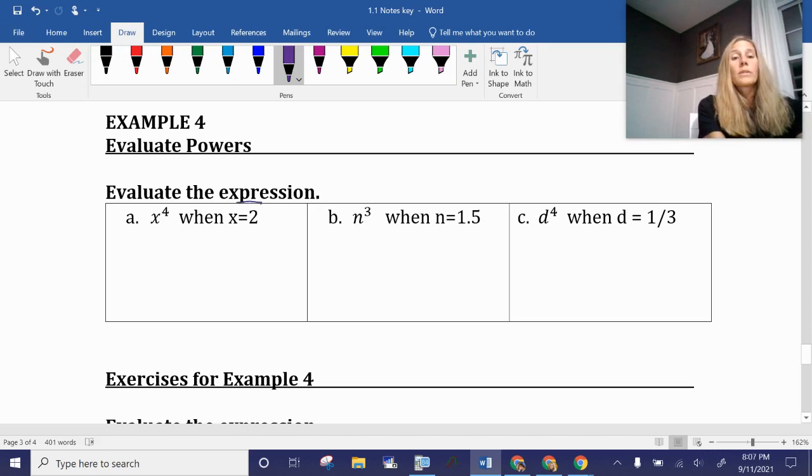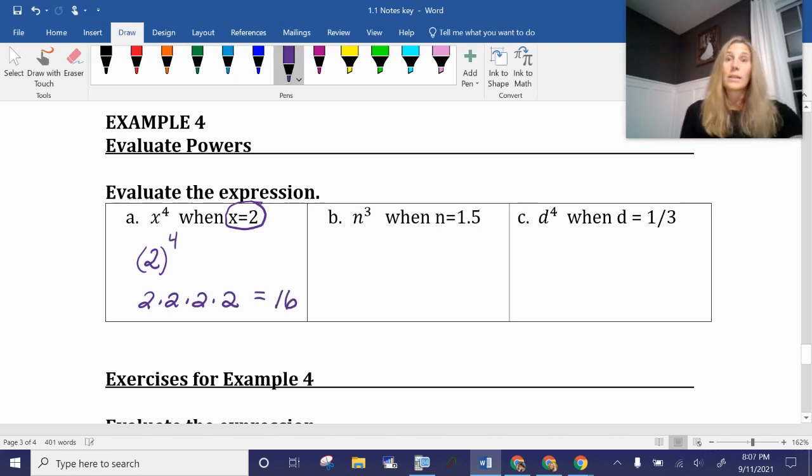So here we're substituting in the 2. So I'm going to do 2 raised to the fourth power. So remember, this is really 2 times 2 times 2 times 2, which will equal 16. Now, this one wasn't too bad. You could do it without a calculator, right? Especially if you write it out like this. 2 times 2 is 4. 4 times 2 is 8. 8 times 2 is 16.